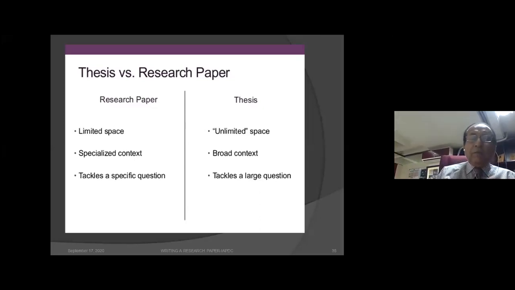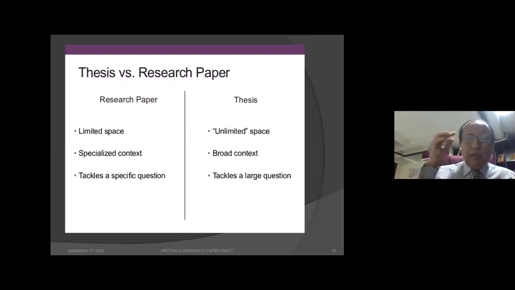The research paper focuses on a narrow area of special context, whereas a thesis goes broad. The research paper tackles a specific question and gives a novel recommendation for that, whereas a thesis goes broad, and a large number of questions may be answered.